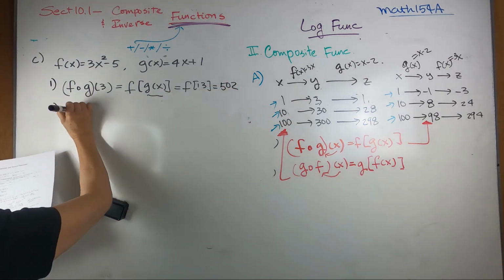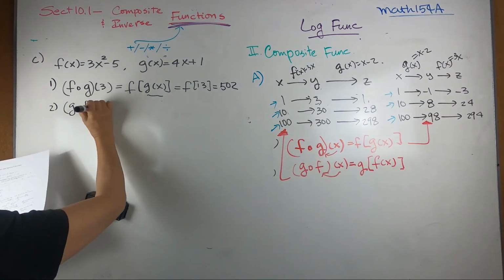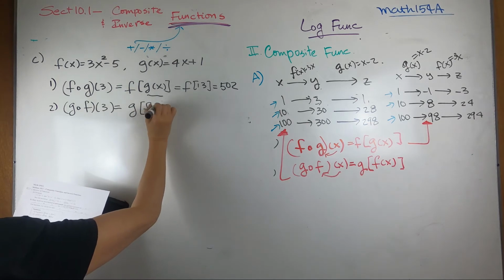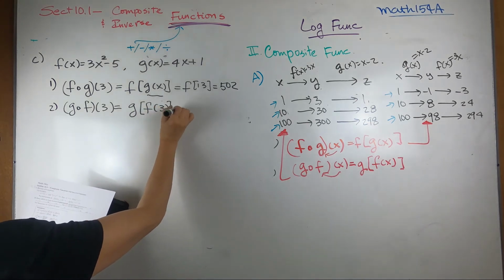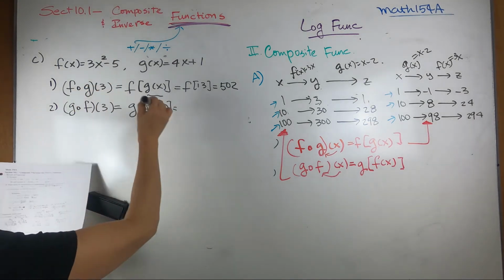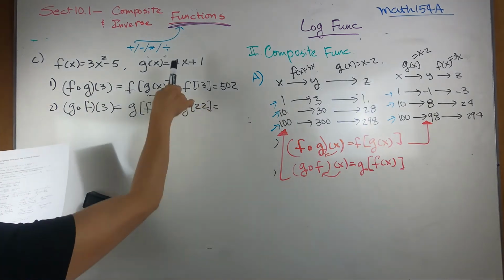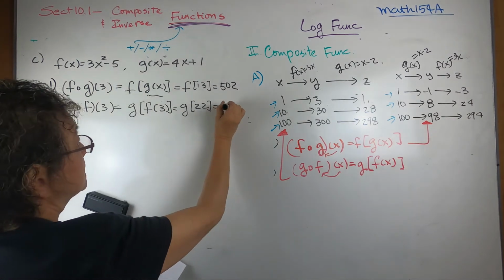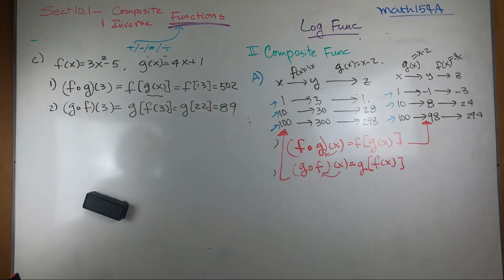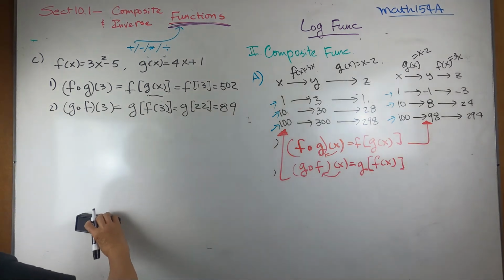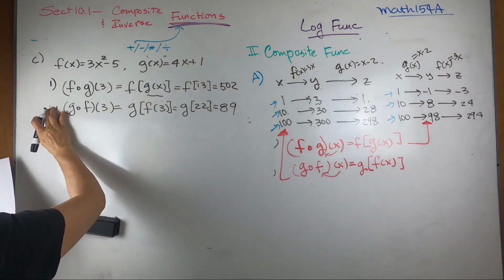If we have g Cheerio f of 3, what do we need to do? Which one should we do first? F, right? So you plug 3 into f, you get 22. Then you plug into g, you get 89. Do we have the same numbers? Not really, okay? A lot of the time they are different, but sometimes they are the same.